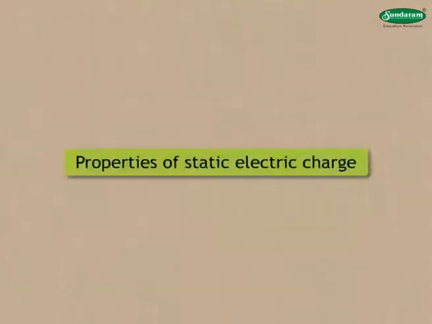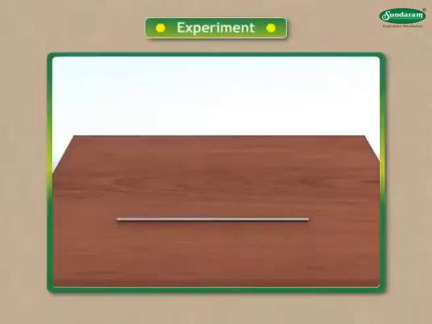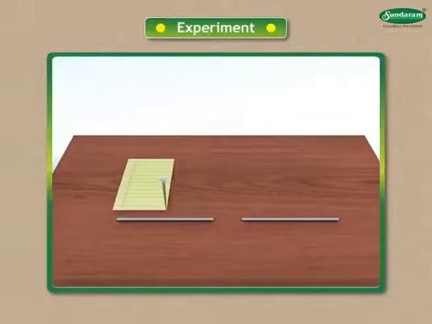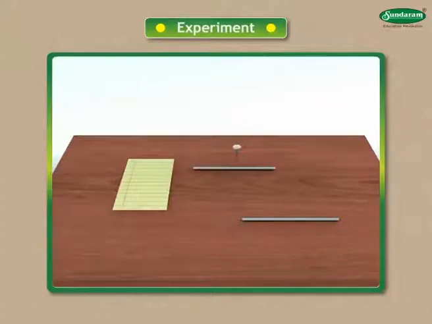Let us try another experiment to study the properties of static electric charge. Take a straw we use for sipping cold drinks. Cut it into two equal parts. Push a pin through the center of one piece and stick it to the top of a wooden table as shown. Make sure the straw can turn freely around the pin.